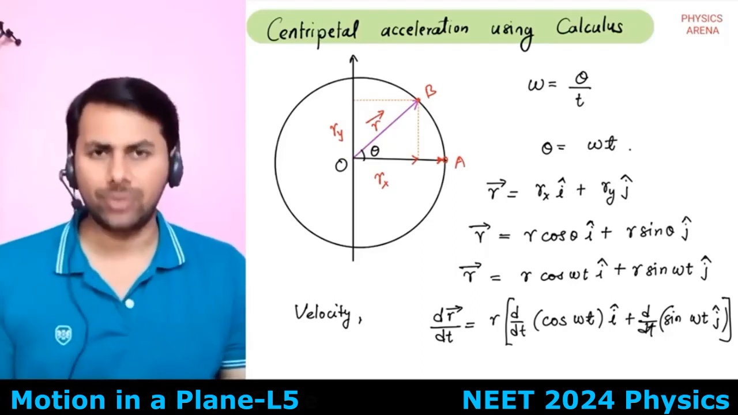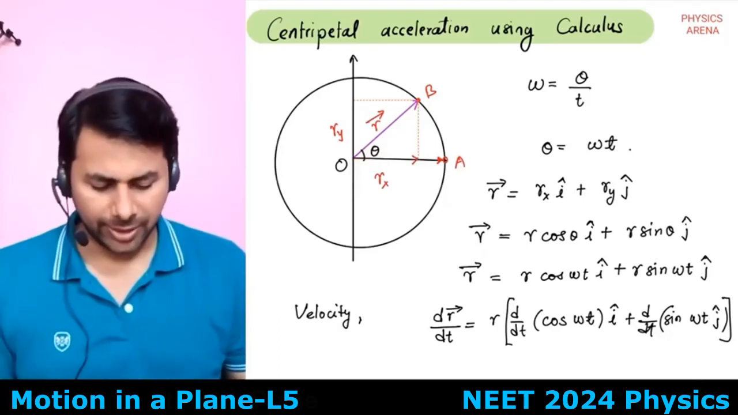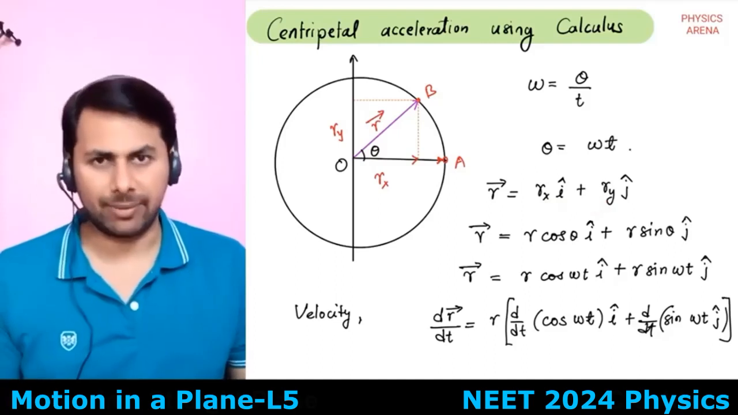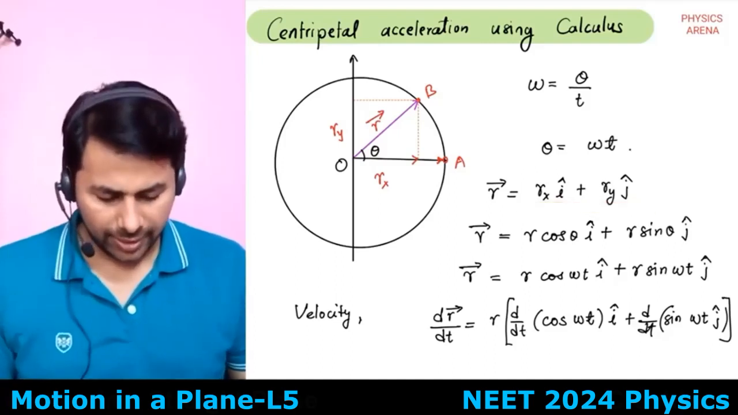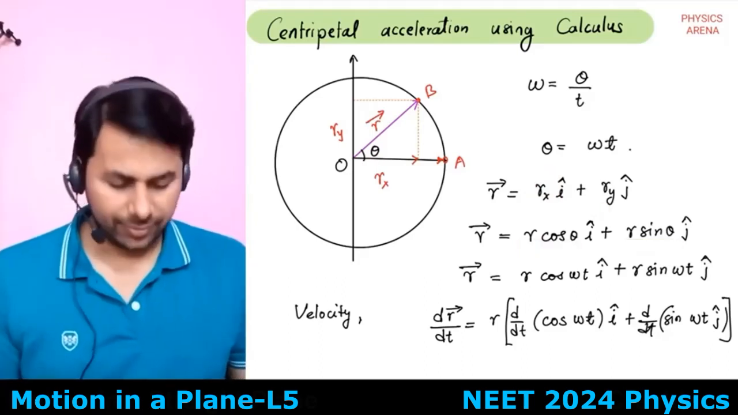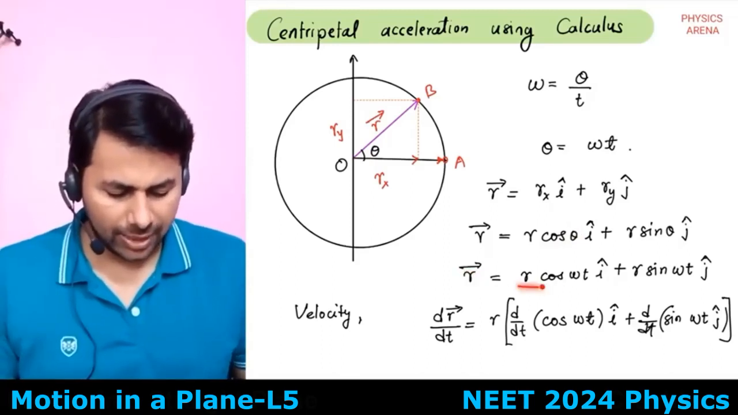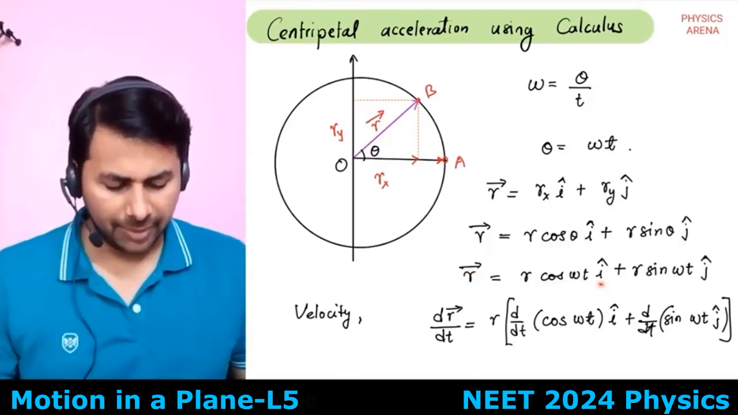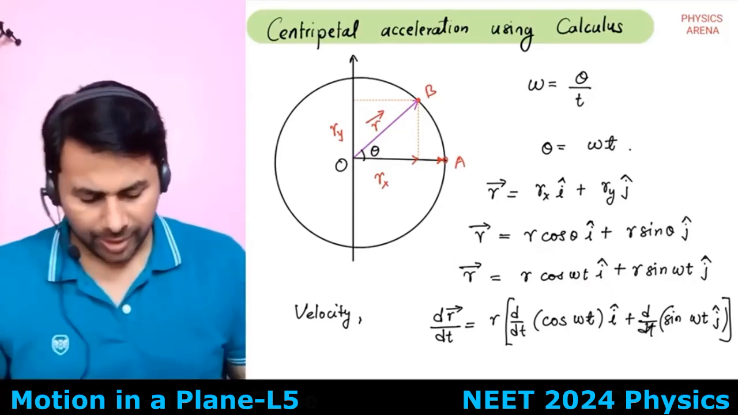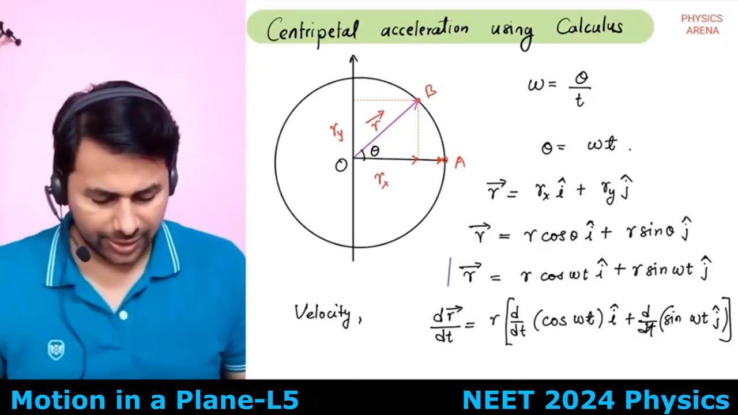We can resolve it along two components. One is the x component, another one is the y component. So I can write r bar is equal to rx into i cap plus ry into j cap, okay. Then we know rx is equal to r cos theta, ry is equal to r sin theta, and theta is equal to omega t. Therefore r bar is equal to r cos omega t multiplied by i cap plus r sin omega t multiplied by j cap.